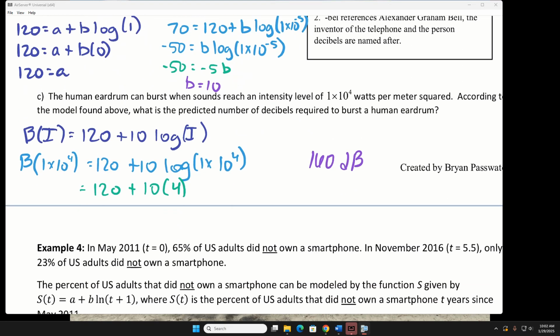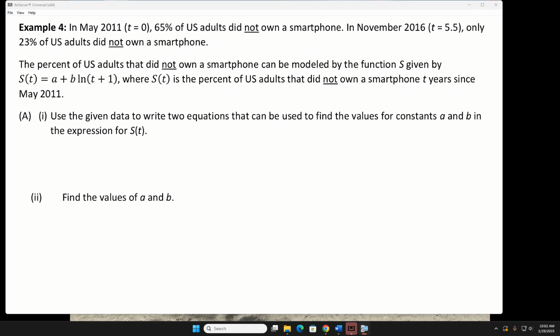And I know this is really hard to believe, but in May of 2011, 65% of adults did not own a smartphone. And in November of 2016, only 23% of adults did not own a smartphone. So the percent of adults that did not own a smartphone can be modeled by this function, where S of t is the percent that don't own the smartphone, and t is the number of years since May 2011. Look at it very closely.